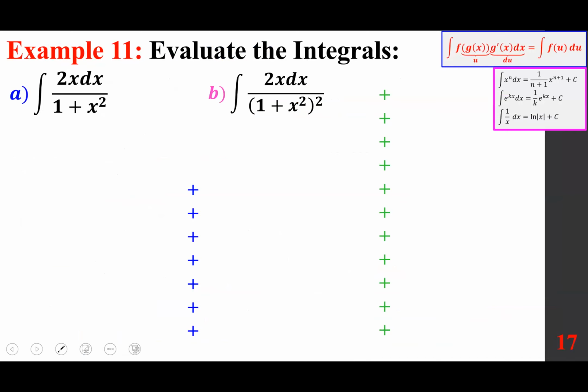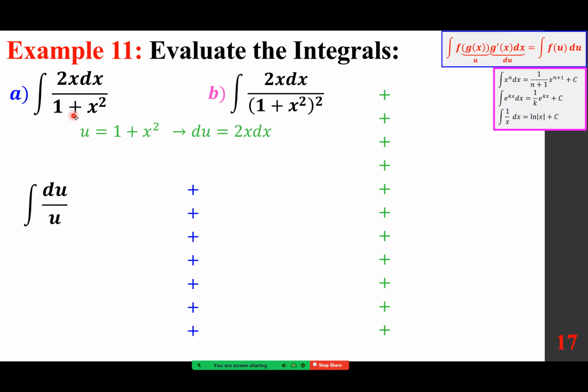I want you to be exposed to these questions again side by side so you can compare and contrast whenever we have a rational expression or a fractional expression. After simplification, the choice of u is 1 plus x squared, the denominator, of course, without the exponent. And as you know, the derivative is 2x, therefore du is 2x dx. So for both of them, we're going to use that. This one is the integral of du over u. The result is a natural log of u plus a constant, and u will be replaced with 1 plus x squared.